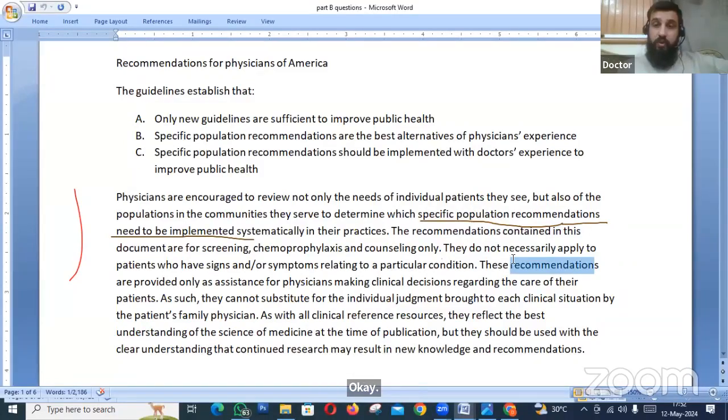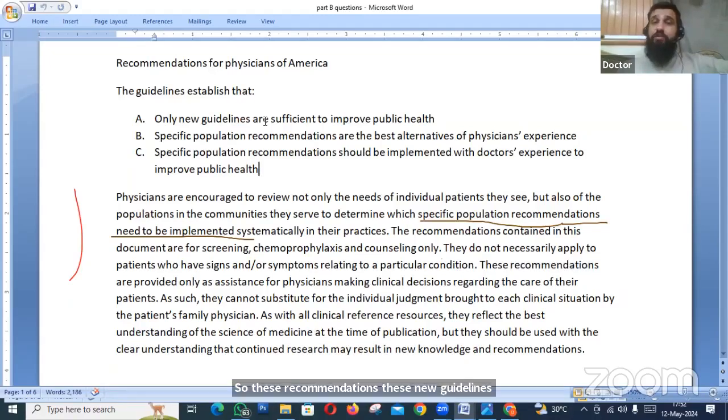Okay. So these recommendations, these new guidelines, these community guidelines, the guidelines to improve public health. So you can use any of these synonyms or similar words. Okay.